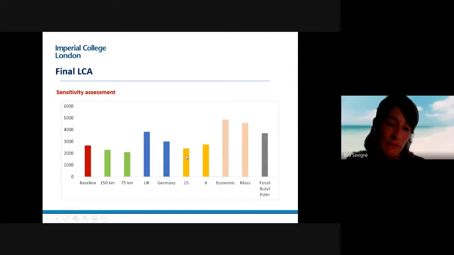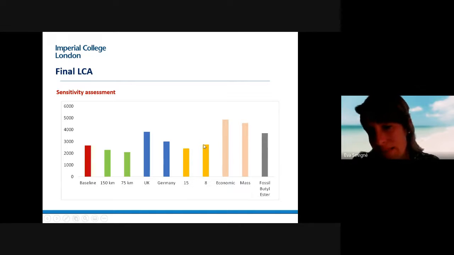In the case of recycling rate, it's not a very important parameter, because if we increase the recycling rate up to 15 times, we decrease slightly the climate change impact. And if we reduce it up to 8 times, we increase slightly. So this is not the most important parameter.